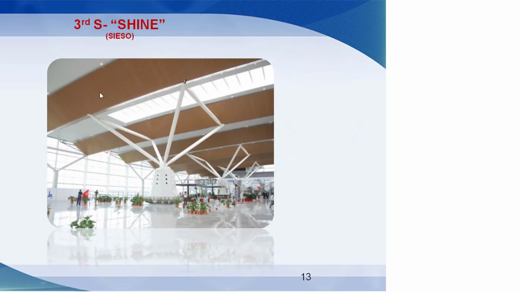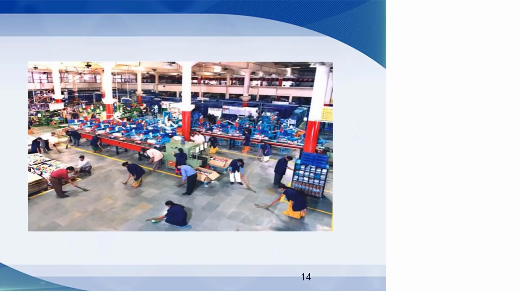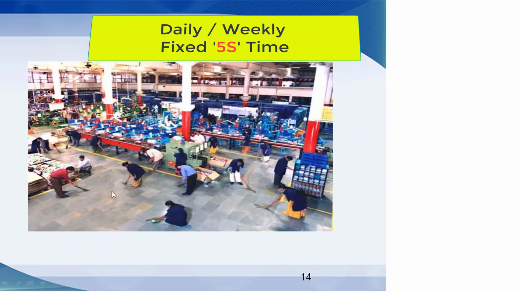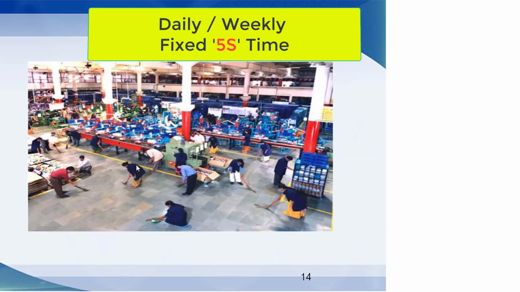Now let's understand the third S, which is shine, and which is also called spick and span. Here you can see an example of an airport, how beautiful and shining it is. So in the third S, we put a system in place so that our workplace is clean, free of all unwanted garbage and dust, and is shining. In many companies, they practice a system of 5 or 10 minutes every day for 5S activities. And in the scheduled time, all the staff and associates work in their dedicated area to clean up and to manage their area with all 5S principles.